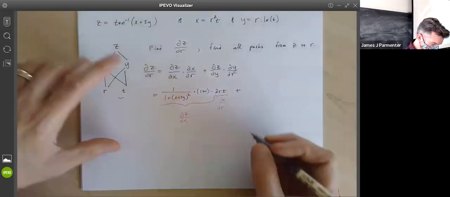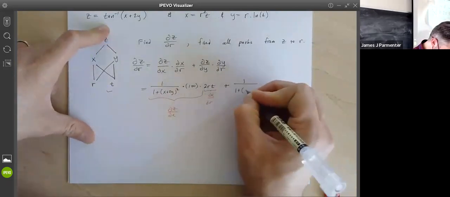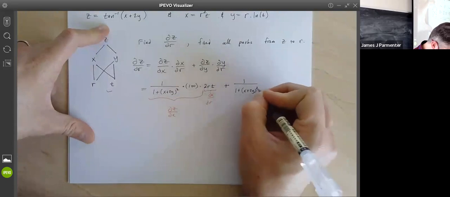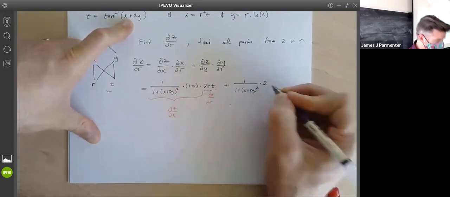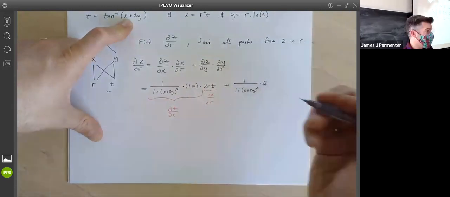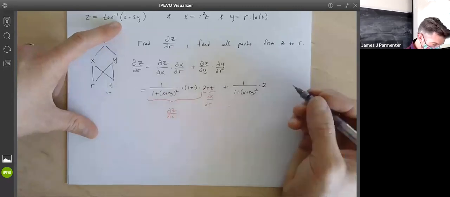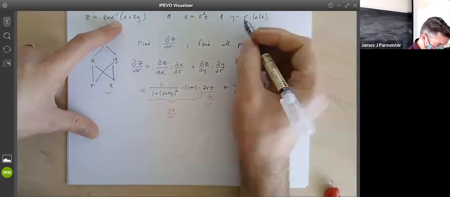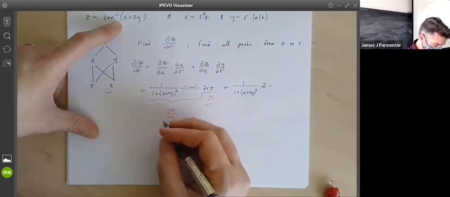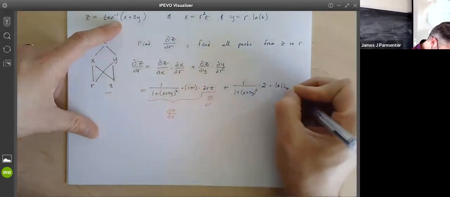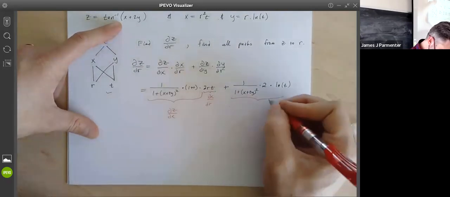Del z del y is very similar. Derivative of this with respect to y is 1 over 1 plus my stuff squared. But now when I multiply by the derivative of the stuff, it's going to be multiplying by a 2, because the derivative of 2y is 2. And the derivative of x is 0 with respect to y. Times the derivative of y with respect to r, which is going to be just the natural log of t.